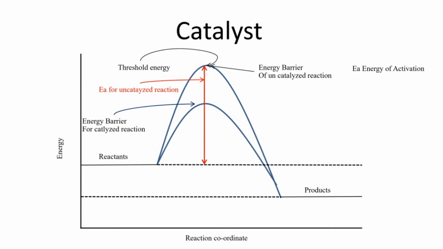So if you actually use a catalyst, what really happens is the graph changes a little bit, whereby the energy barrier gets lowered, or the threshold energy becomes lesser. And now we have a smaller quantity for the energy of activation. So this is a shorter value. The difference between the threshold energy for the catalyzed reaction and the reactants is smaller. Therefore, the reaction tends to take place faster, or we expend less energy for the reaction to produce products.